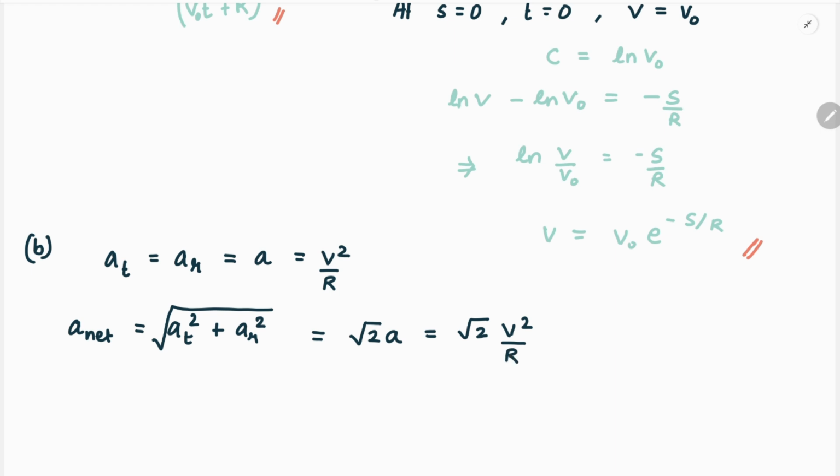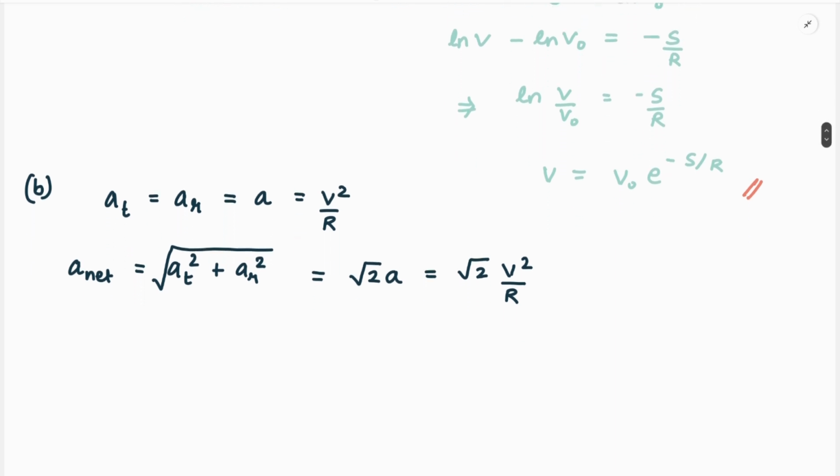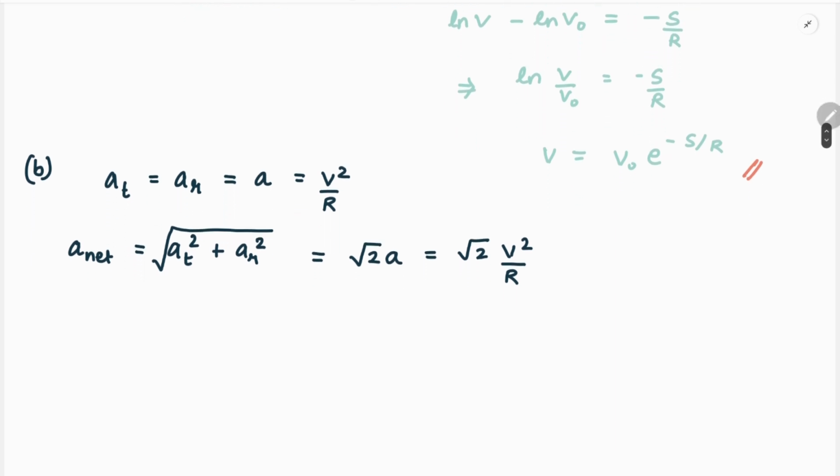So in terms of velocity, we have the first answer root 2 v square upon r, and in terms of distance, if we write v as this expression, we also have a net equals root 2 by r into v naught square e to the power minus 2s upon r. So this is also one of the answers that we have. This one is one part, this one is another part for the second part of the problem, and this is how we solve this mathematical problem, which is problem number 1.38.